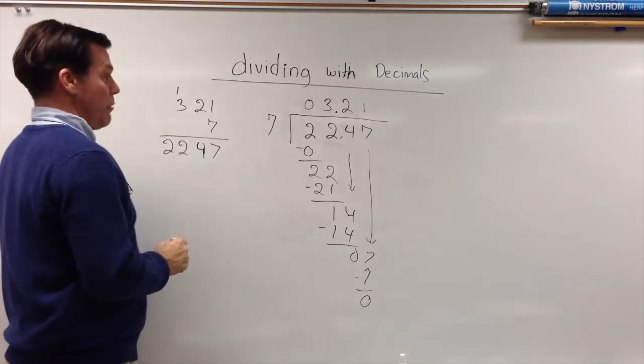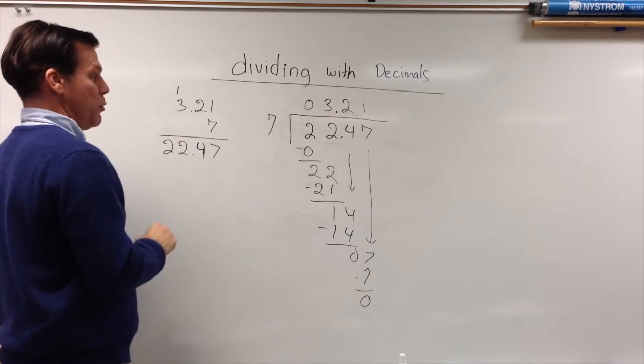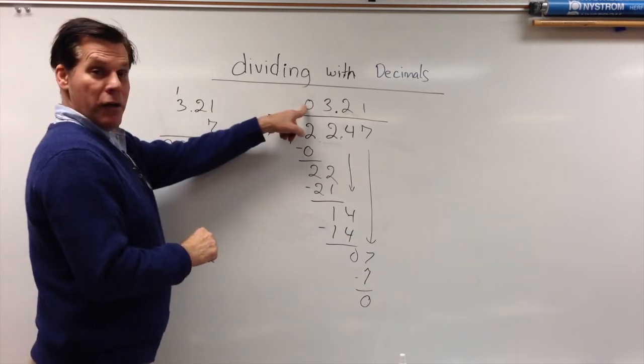And we have the correct answer because there's 2 decimal points in my problem, 2 decimal points in my answer. It checks out.